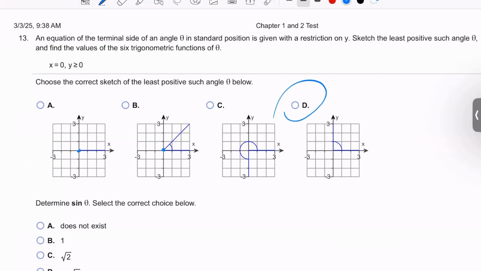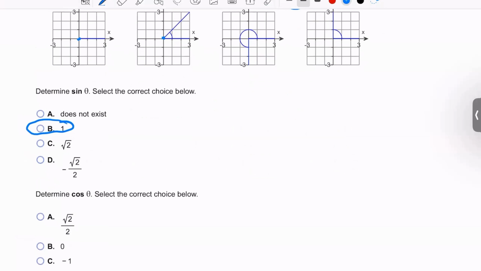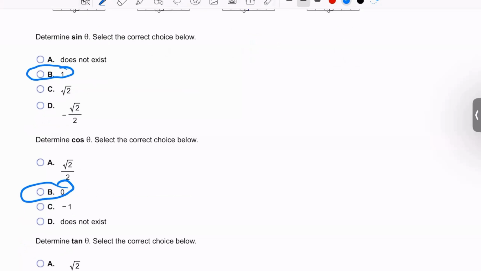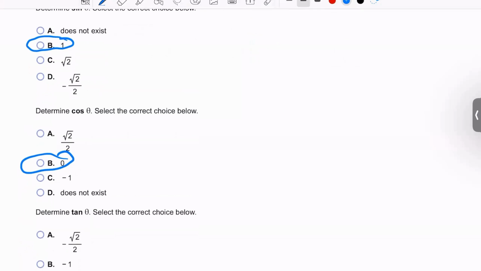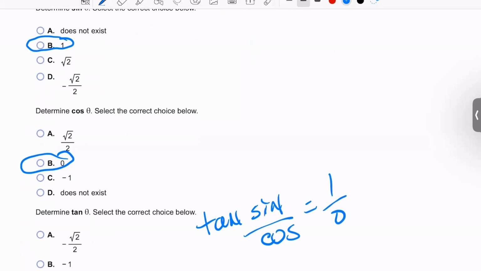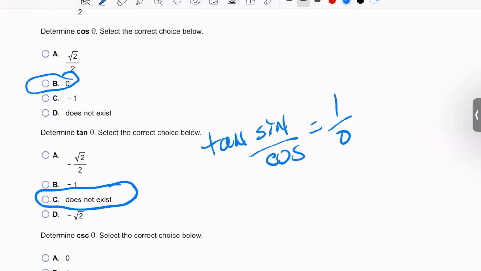So for this one, we're beginning at x equals 0 and y is greater than or equal to 0, so to be D. And then we need to figure out what the sine, cosine, tangent, cosecant, secant, and cotangent are. So the sine would be 1, cosine is 0. And then, of course, tangent is sine over cosine. So it's 1 over 0, so that does not exist.